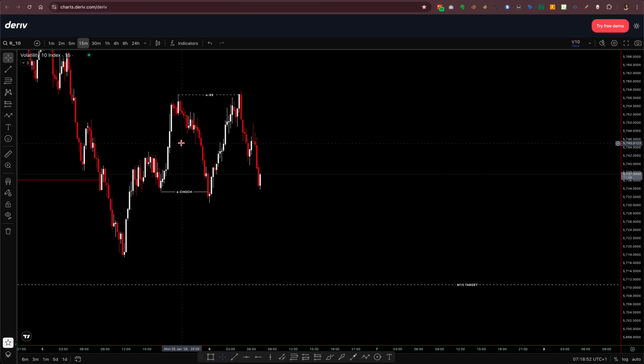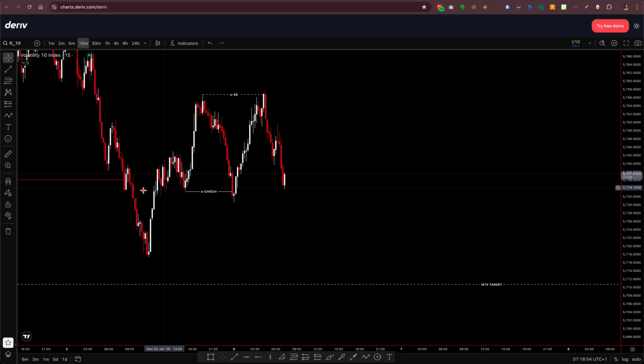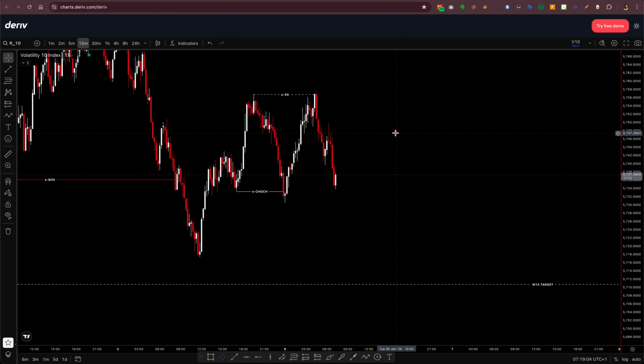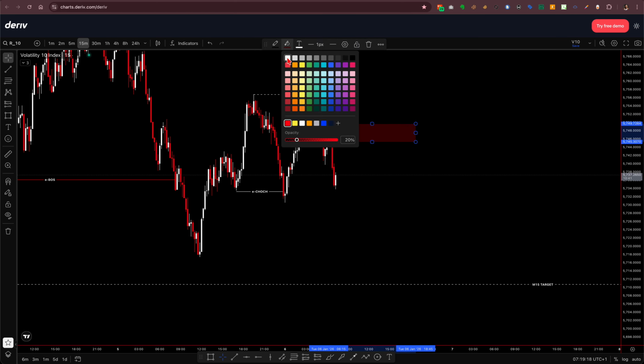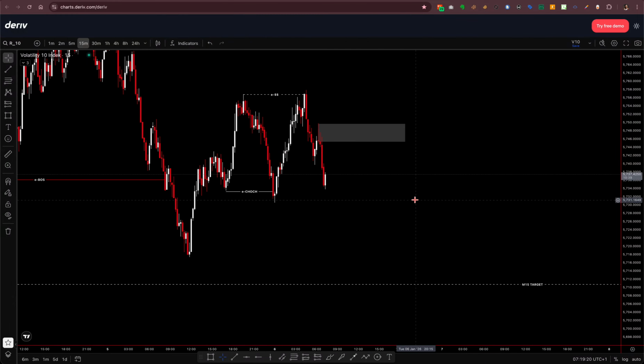Okay, so now let's look. Is there any internal structure we can take advantage of? This, okay, this. I see this. Okay, so I think I have a POI. I have somewhere to sell from. So I will be considering this level, right here, to sell.